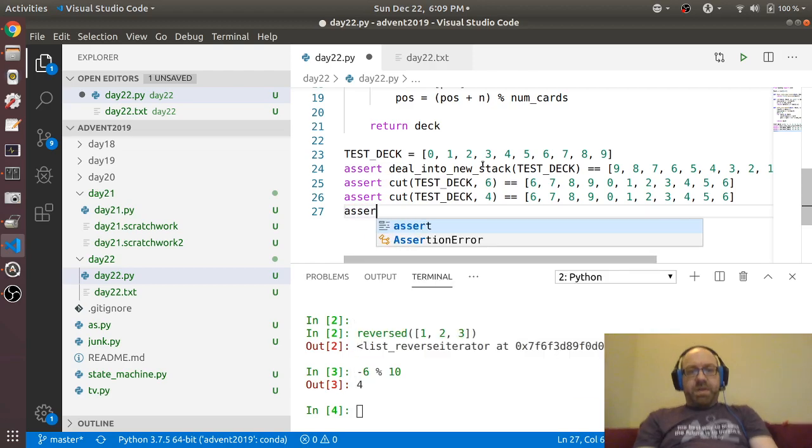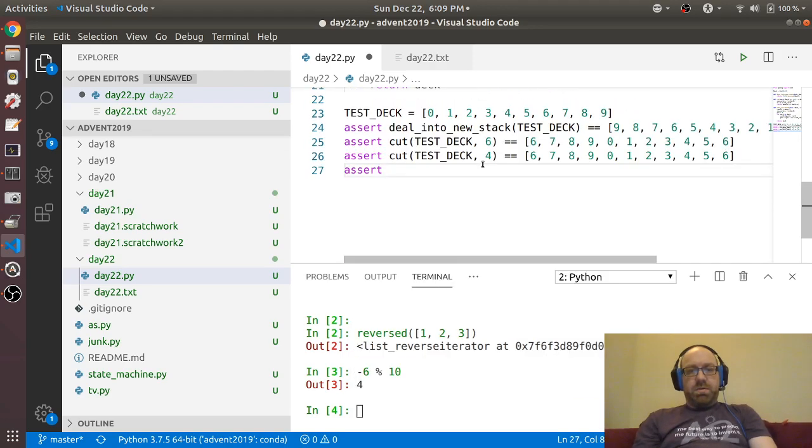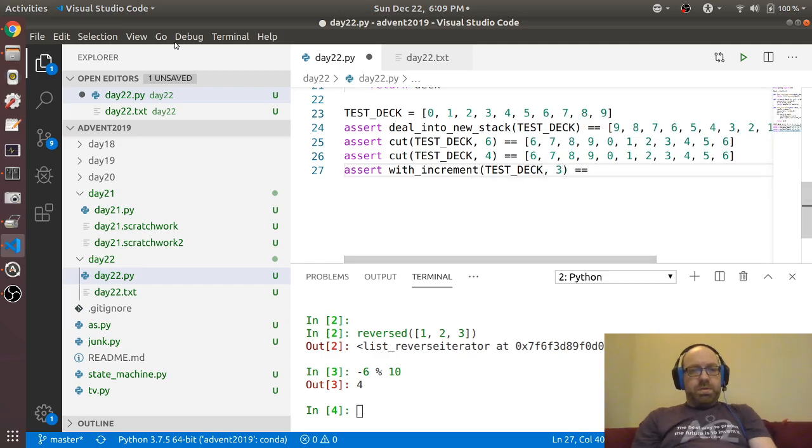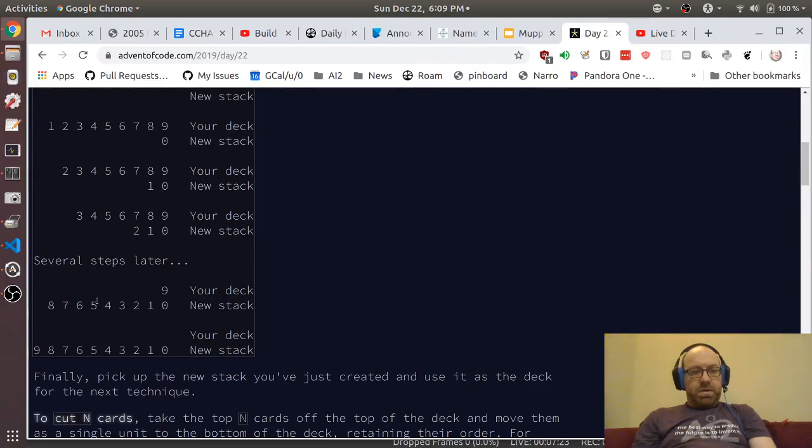And finally, assert that with increment test deck 3 equals, and let's just see what they got.